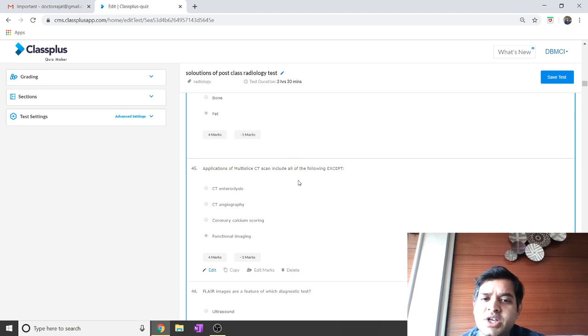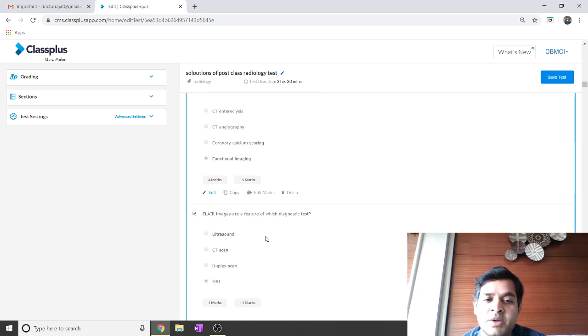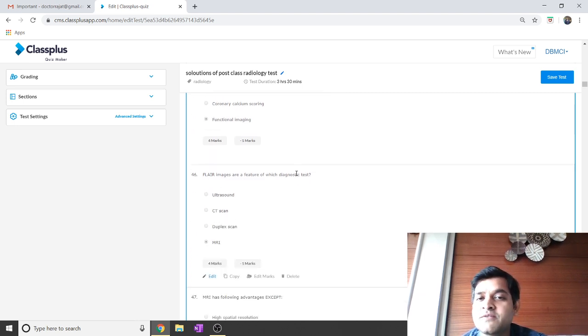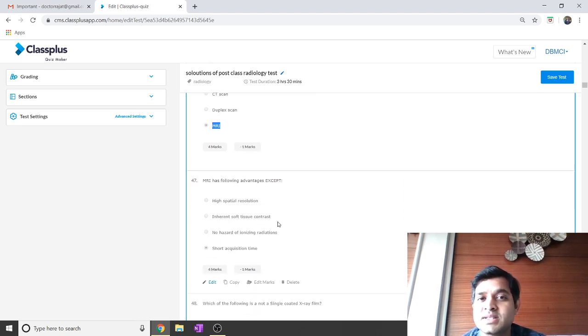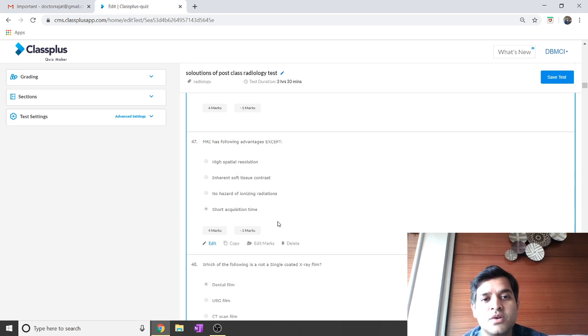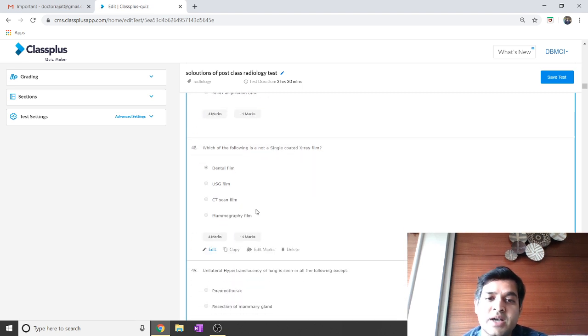Application of multi-slice CT include all of the following except, as we discussed that CT is not a functional imaging. So application of multi-slice CT does not include functional imaging. FLAIR images are a feature of MRI. They are used in MRI to suppress CSF and to differentiate pathology from CSF. MRI has following advantages except short acquisition time. It has got a very long acquisition time.